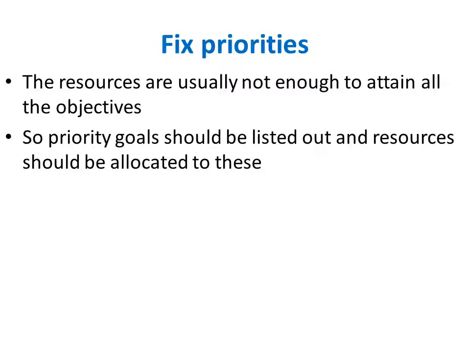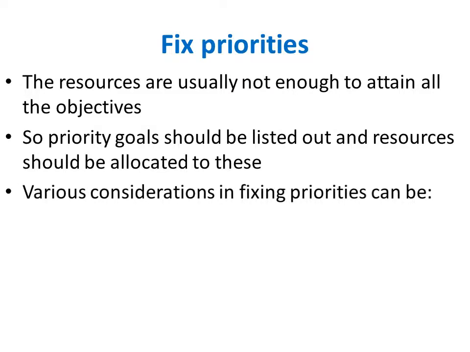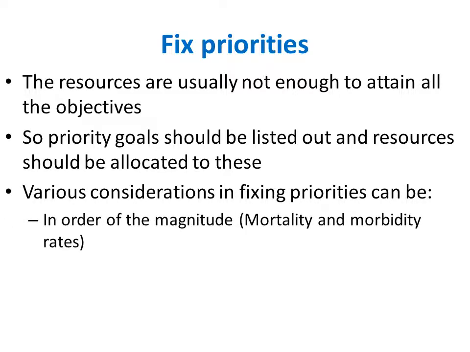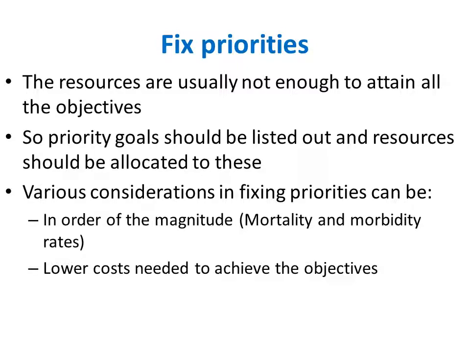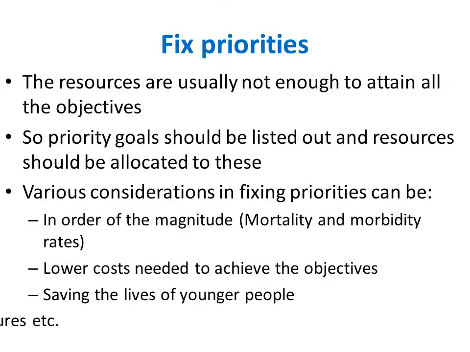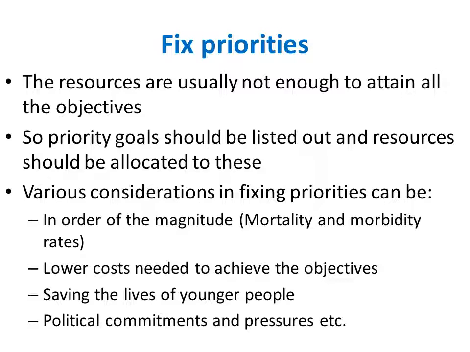Various criteria can be used for fixing priorities. It may be in order of magnitude, that is, high mortality and morbidity rates. Maybe lower costs are required to achieve the objective, so we will deal with that objective first. Or maybe it involves saving the lives of young people. Sometimes it may be a political commitment, a promise that the party has made on coming to power, and we might have to fulfill that. So, political pressures. There can be many criteria by which we can fix which objectives to attain first, and then strive for other objectives. This is known as fixing priorities among the objectives.